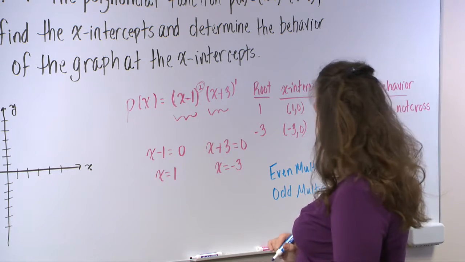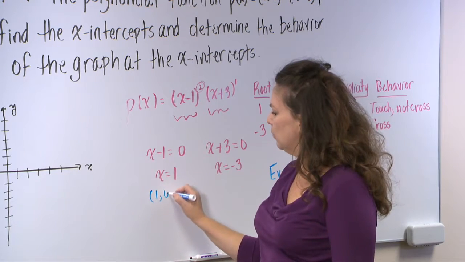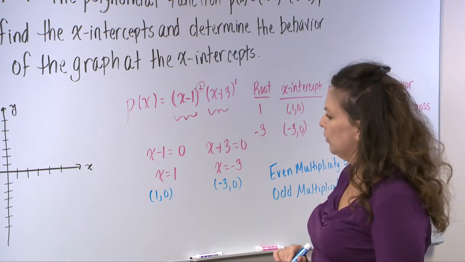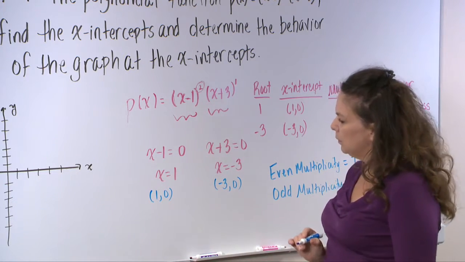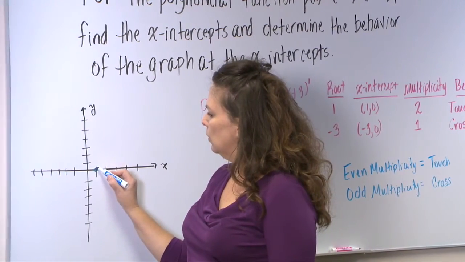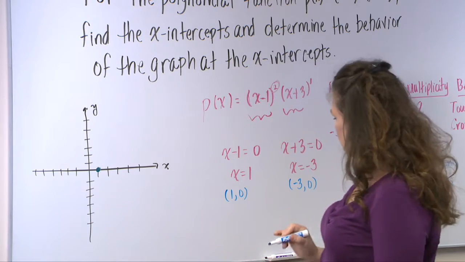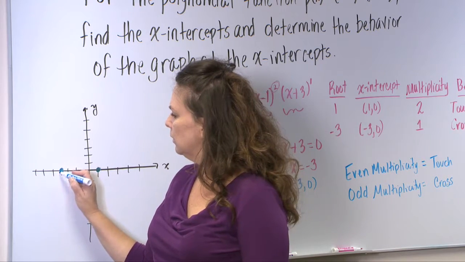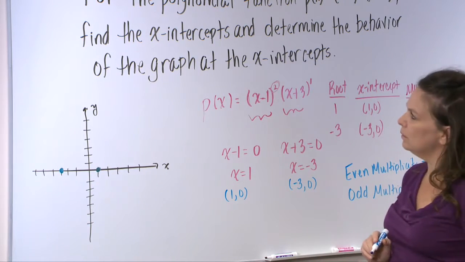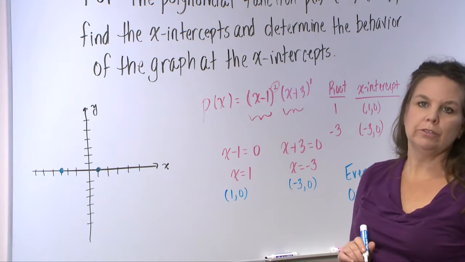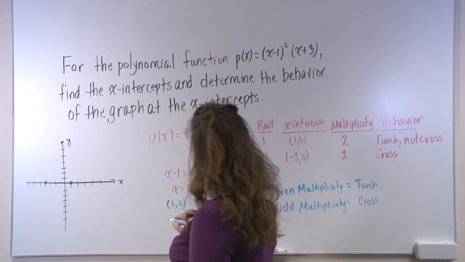So we have 2 points that we can plot. We have the x-intercept of 1, 0, and we have the x-intercept of negative 3, 0. I'd like to go ahead and plot both of these points over on our graph. So we have the point 1, 0, and we also have the point negative 3, 0, which is right here. So we have 2 points on our graph. And now I need to have an idea of where to start my graph. One approach would be to find the y-intercept.